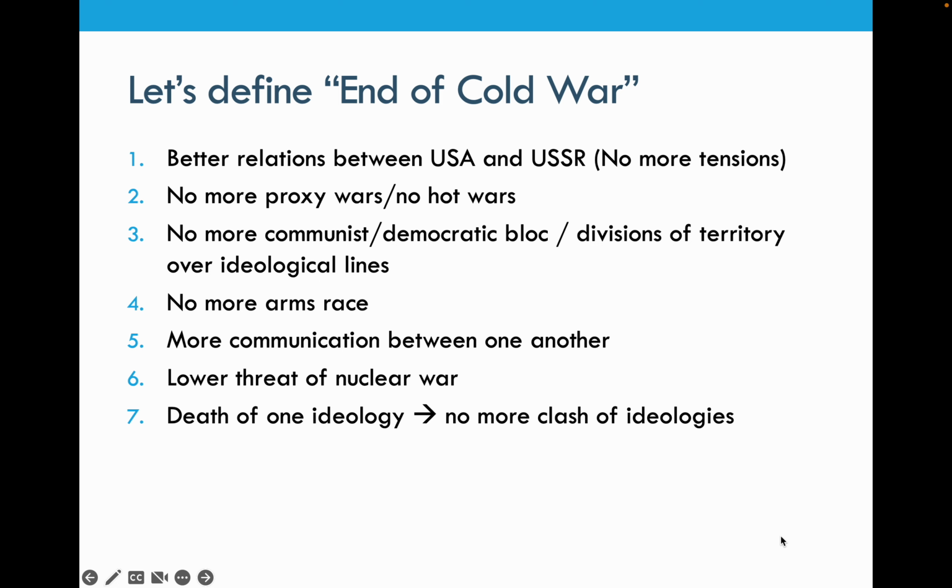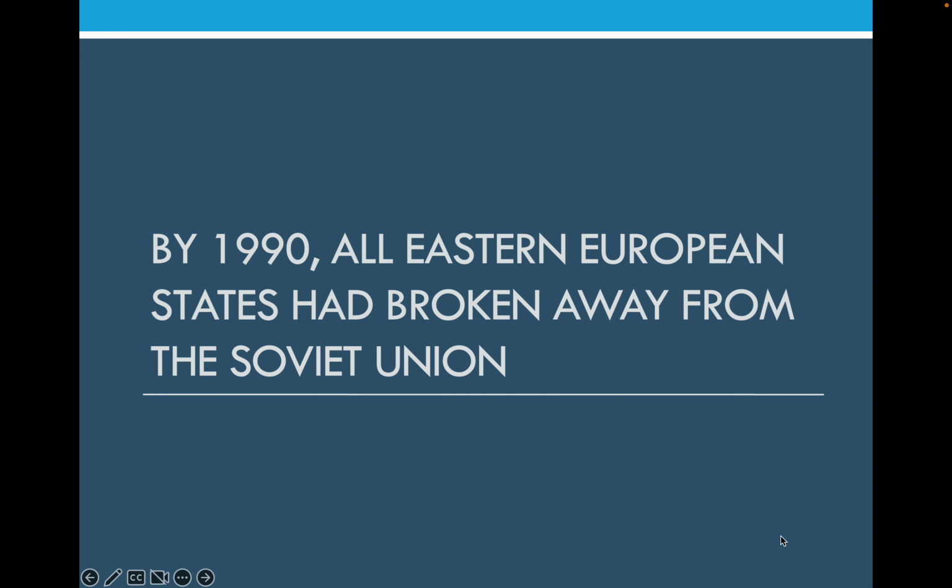So let's define the end of Cold War. How do we know whether or not we have reached the end of Cold War is when we see better relations between the two superpowers. There's no more proxy wars or communist or democratic bloc. We see a significant reduction or even no more arms race. We see both sides communicating with one another, as well as a lower threat of nuclear war. Most importantly, we see a death of one ideology, which means that literally there's no more clash of ideologies.